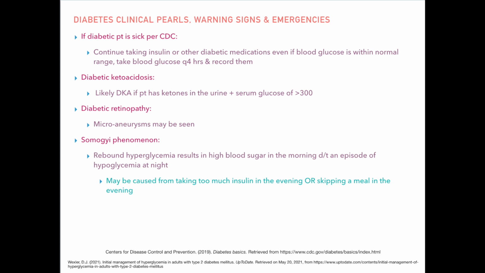And then the Somogyi phenomenon, this is rebound hyperglycemia, and this actually results in a high blood sugar in the morning, but it's related or due to episode of hypoglycemia at night. And important to know is that this could actually be caused from either taking too much insulin in the evening, or if the patient decides to skip a meal in the evening, then they might have that Somogyi phenomenon. So just something important to look for and to screen if our patient is coming in with these high blood sugars in the morning. We can check and see if they're taking too much at night or if they're skipping meals in the evening, and this is just easy resolution for the problem.